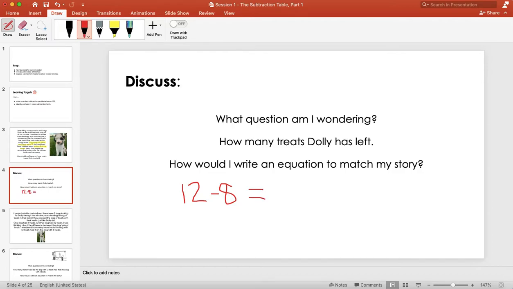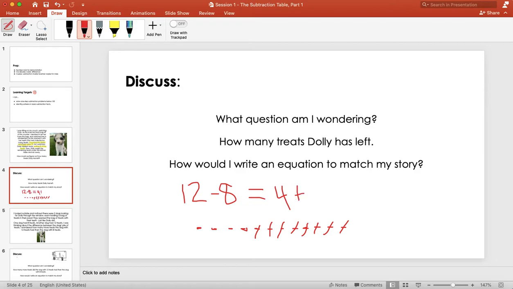Okay, so you can solve this problem however you'd like. You can draw a picture, you can solve it using mental math, however you need to do to solve the problem. I'm going to use a picture. 1, 2, 3, 4, 5, 6, 7, 8, 9, 10, 11, 12. Now I'm just going to cross out 1, 2, 3, 4, 5, 6, 7, 8. Now how many do I have left? 1, 2, 3, 4. Okay, so that's an easy way to solve the equation. You might know 12 minus 8 equals 4 in your head, so that's fine too.